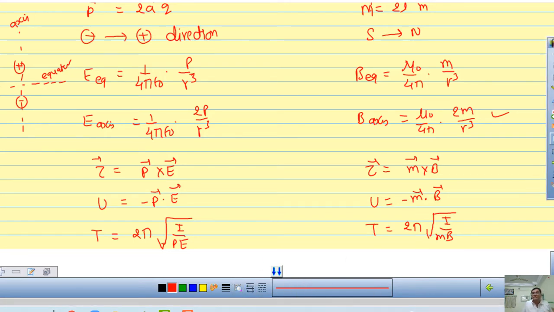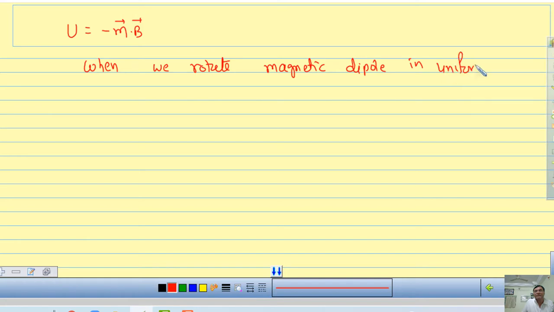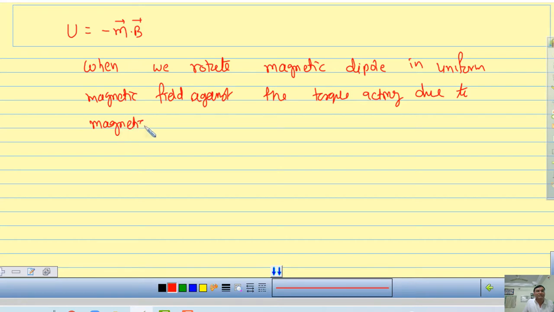Okay, I go for the next topic, that is how U is equal to minus m dot B. When we rotate a magnetic dipole in a uniform magnetic field against the torque acting due to the magnetic field, the work will be conserved as potential energy.